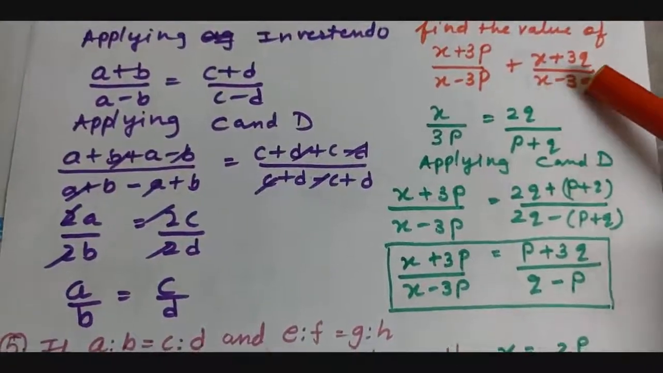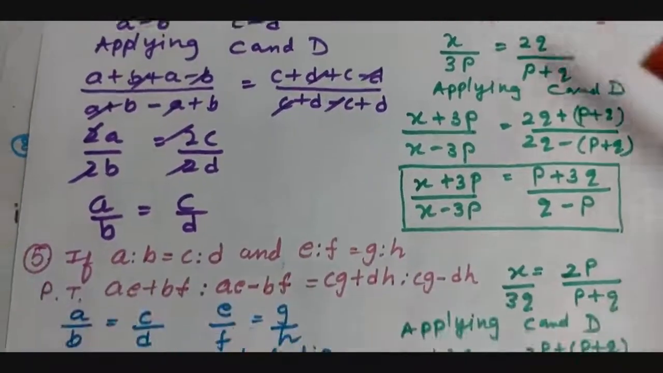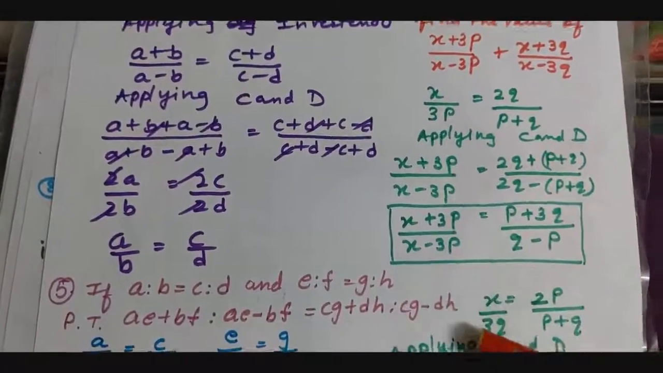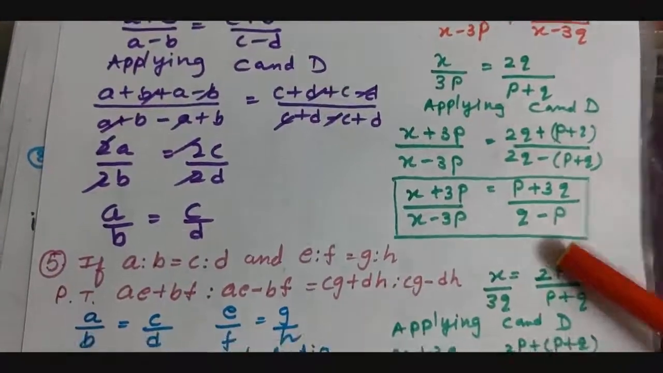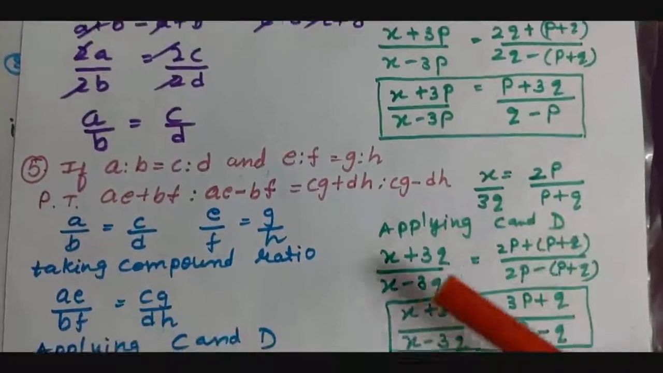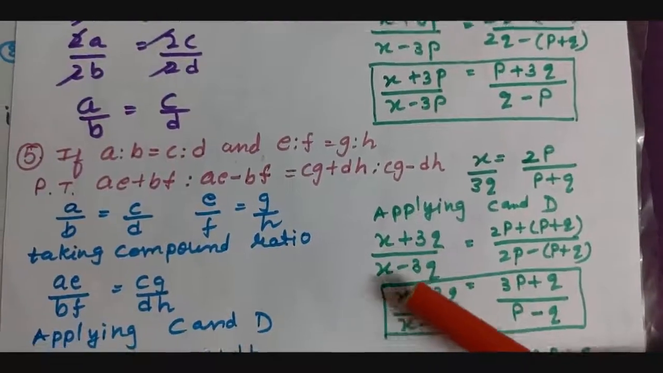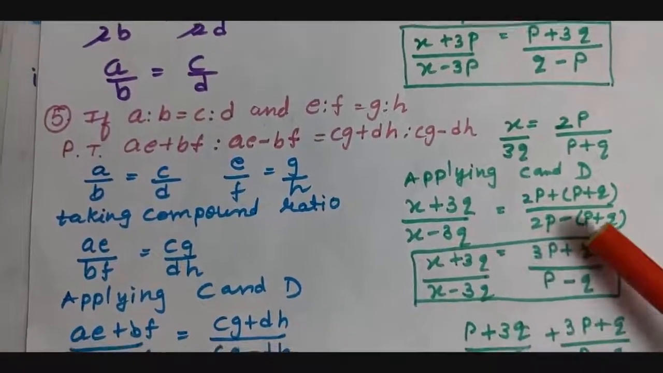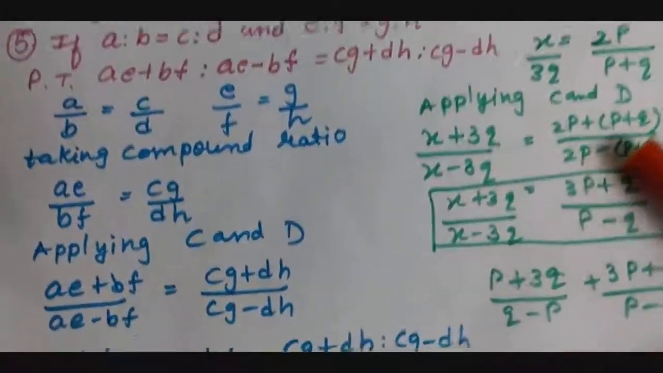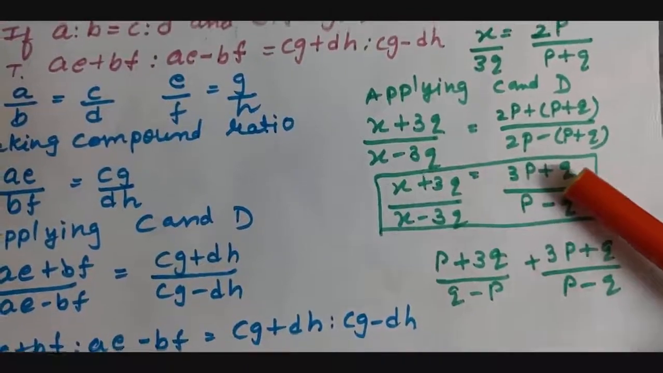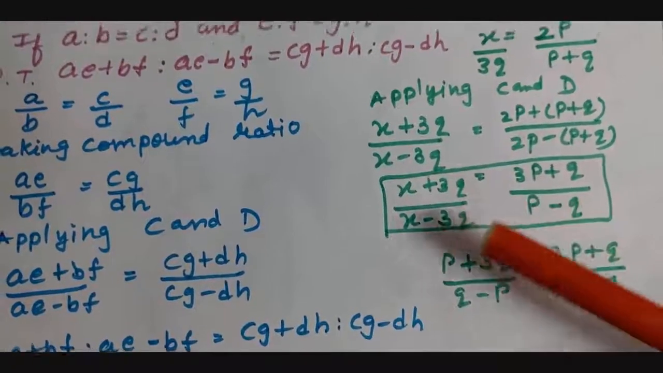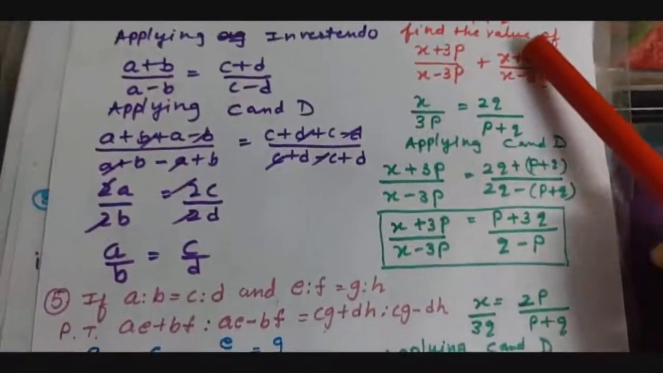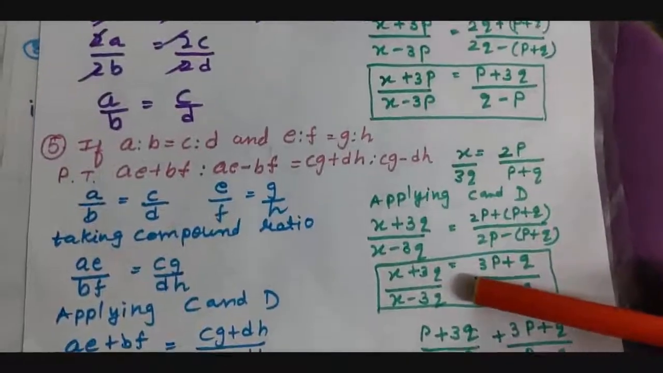Next is x plus 3q upon x minus 3q. So again rearranging the terms as 3q taken down and 2p kept up. So applying C and D there, x plus 3q upon x minus 3q is equal to 2p plus p plus q, 2p minus p plus q. Simplifying right hand side, I get 3p plus q and p minus q. So this second result, that is second term value, I kept in the second box.